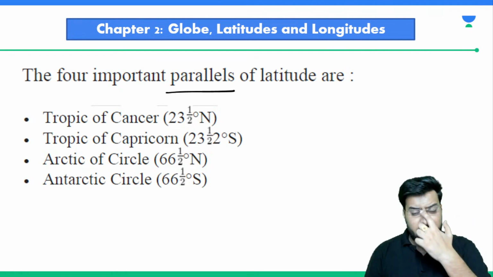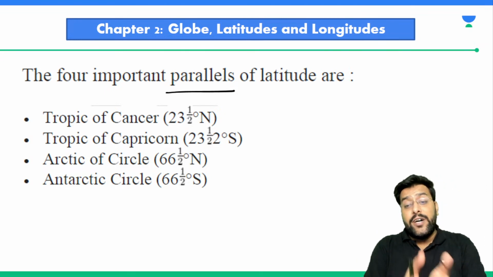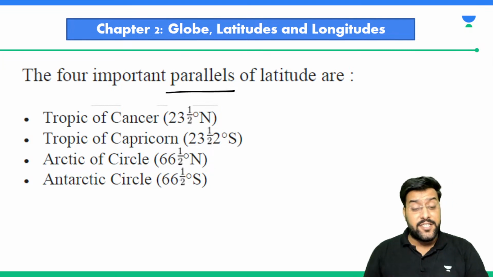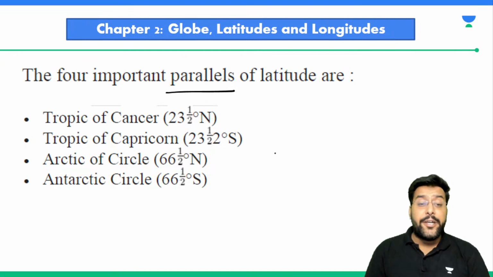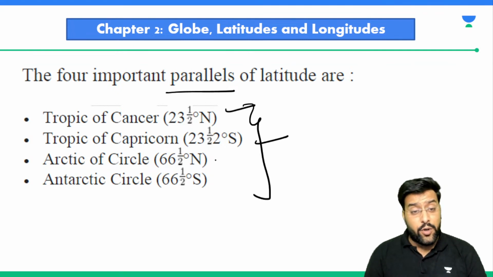So anywhere if you see the term parallel, don't get confused that sir only talked about latitudes and longitudes. Parallel is a word that can be used in place of latitude, and latitude and parallels are at times used interchangeably. Out of these 180 latitudes, the 4 most important latitudes are Tropic of Cancer, Tropic of Capricorn, Arctic Circle, and Antarctic Circle.